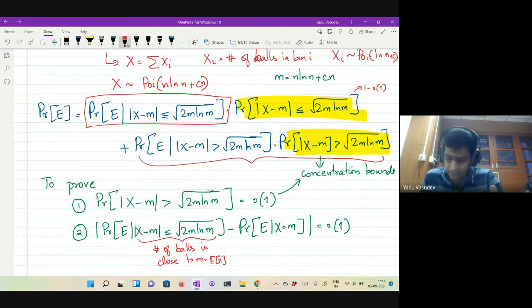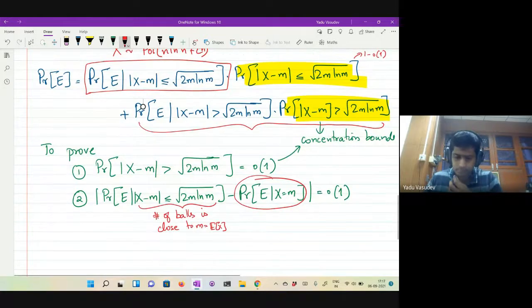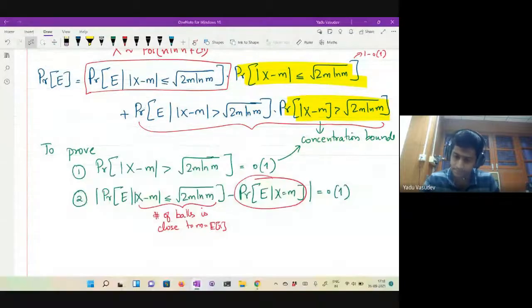What this is saying is that computing E with respect to this conditioning is as though you're computing E with respect to the condition that x is equal to m, which is what we want, right? This term is what we want, correct? So we'll prove these two things.